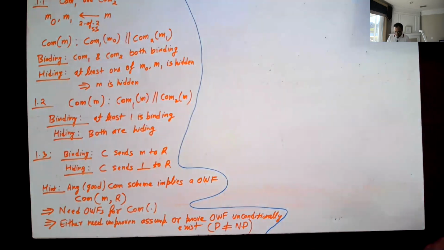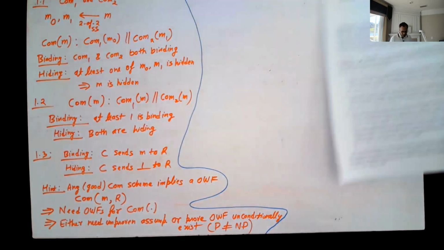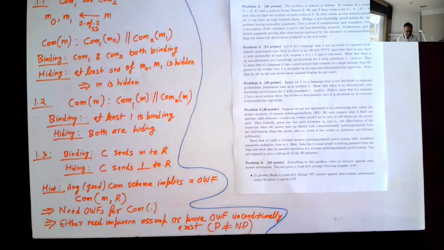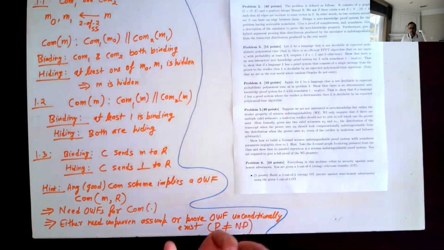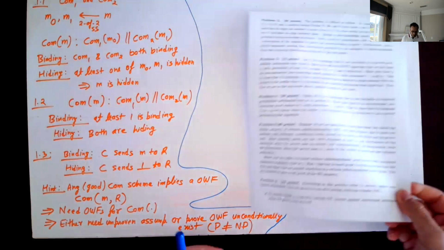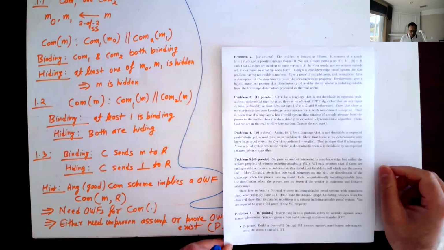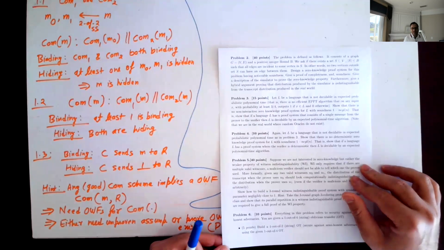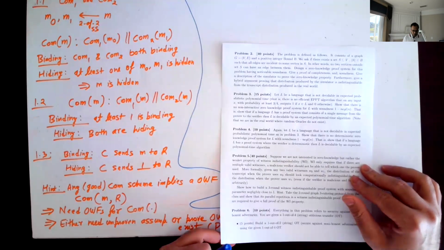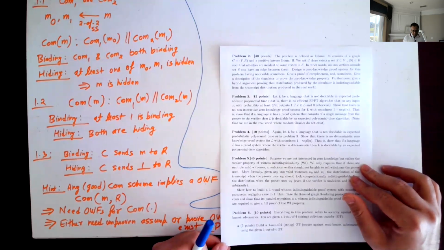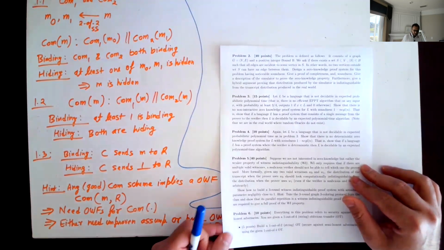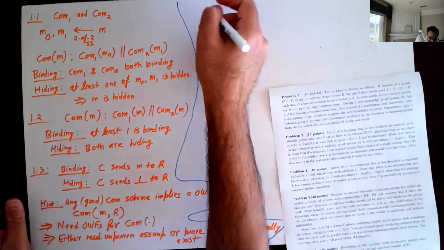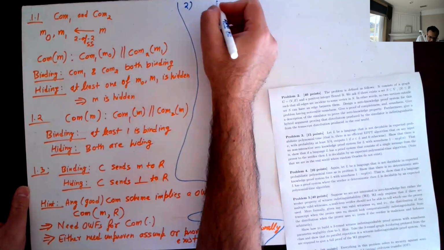Okay, so let's move on to the second problem. Yeah, the second problem requires you to build a zero knowledge proof. And this is for what is known as the vertex cover problem. Okay, the problem is defined as follows. So you are given a graph G.